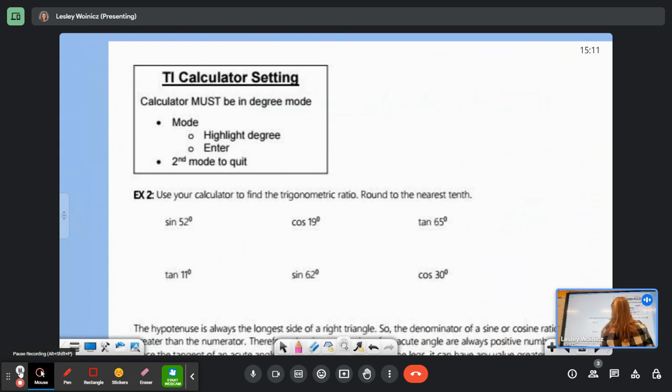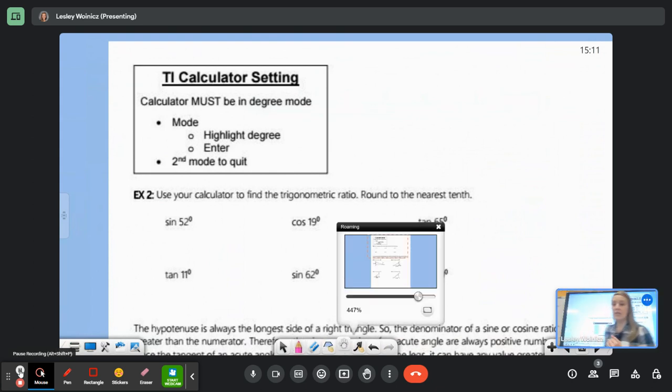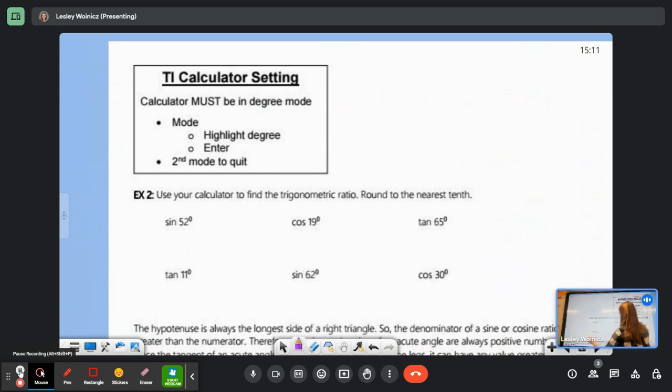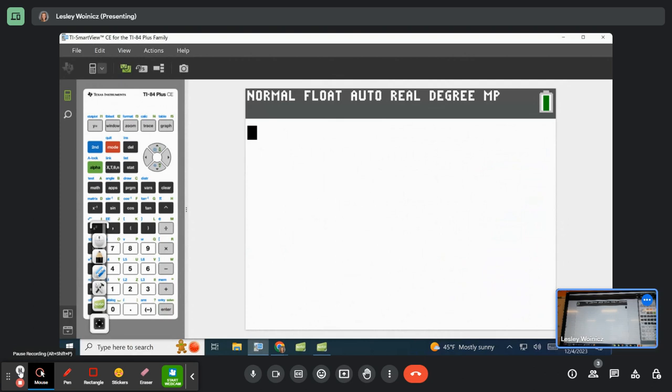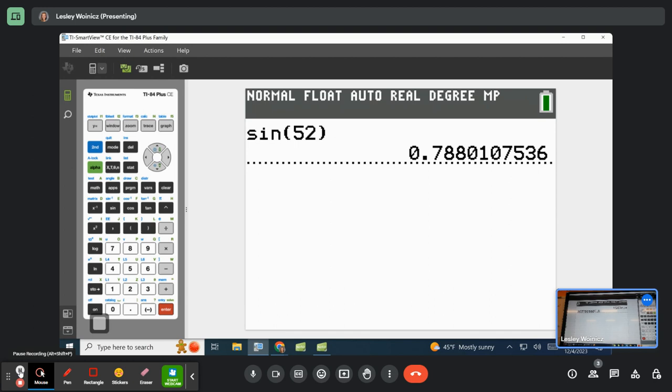Okay, we're going to use our calculators. All right, these are going to be easy. So we're just going to use the calculator to figure out these ratios. We're going to round to the nearest tenth, so that would be 1 place beyond the decimal. All right, we want the sine of 52 degrees. Okay, so we're in degree mode. Second mode to quit. Does everybody see the sine button right here? Okay, sine 52, close parentheses, enter. So to the nearest tenth, that's 0.8.